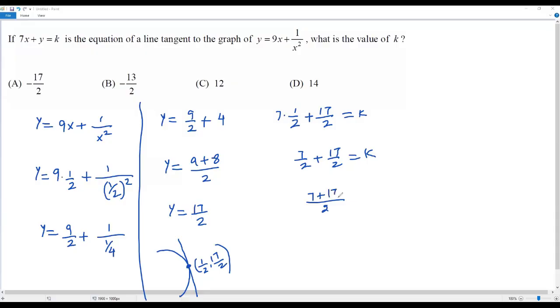Now we have the common denominator. We can add the numerators 7 and 17 equals k. Then we get 24 over 2 equals k. When I divide 24 by 2, I am getting 12. So I got the value of k. The value of k is 12. We find 12 in answer choice C. The correct answer choice for this question is C.